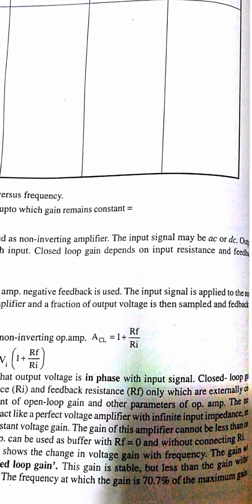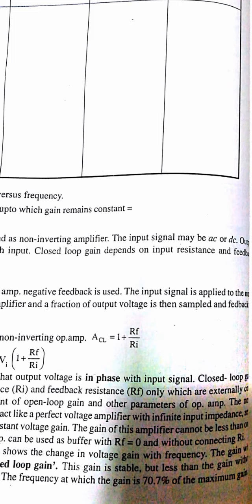Closed loop gain depends on input resistance RI and the feedback resistance RF only, which are externally connected. ACL is independent of open loop gain and other parameters of the operational amplifier. The non-inverting operational amplifier tends to act like a perfect voltage amplifier with infinite input impedance, 0 output impedance and constant voltage gain. The gain of this amplifier cannot be less than 1.